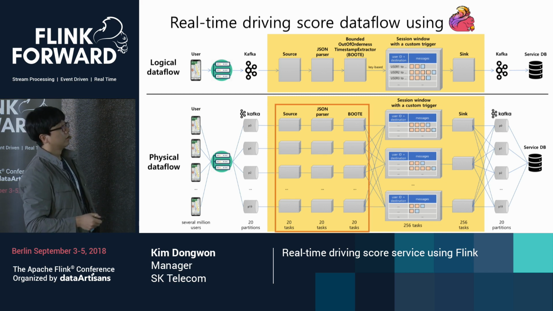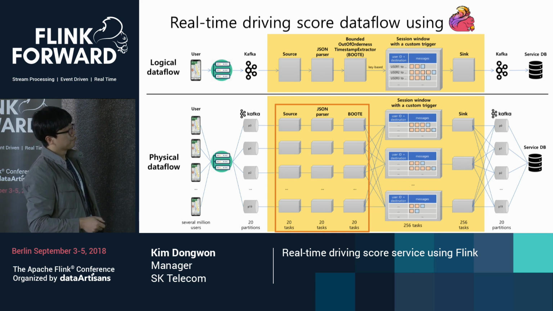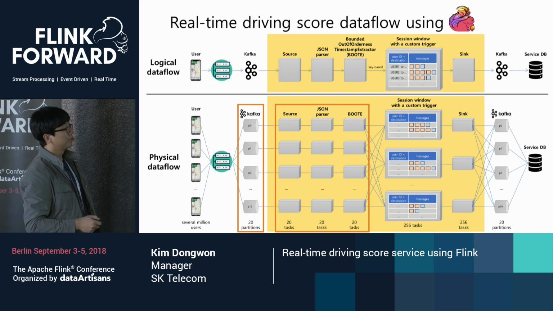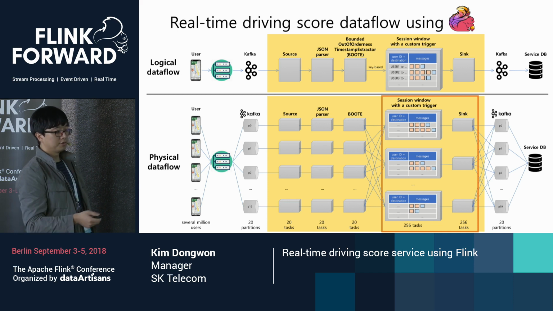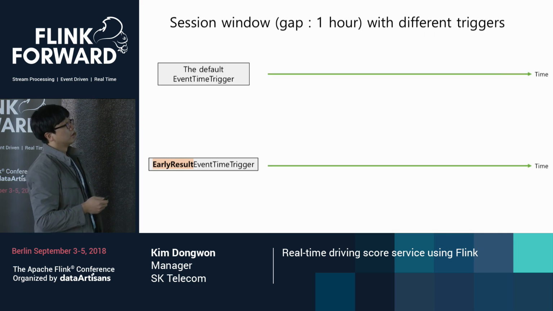And here for the source, JSON parser, and timestamp extractor tasks, we have a parallelism of 20. This is because our input topic consists of 20 partitions. And then after keyBy, we have 255 tasks for the session window. This is to use as much processing power as possible available in our cluster.